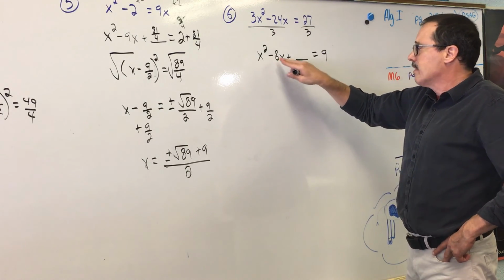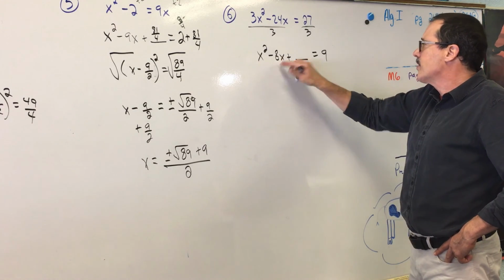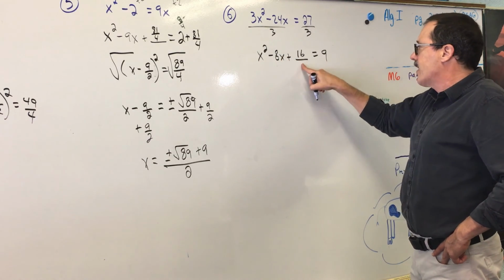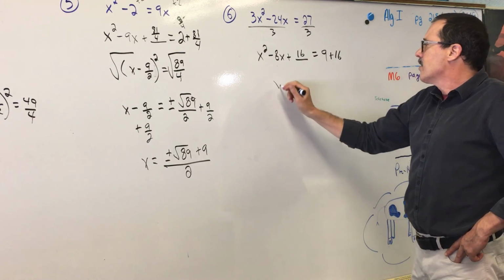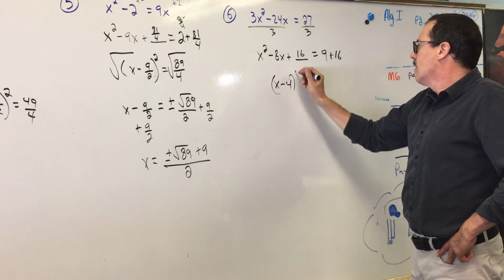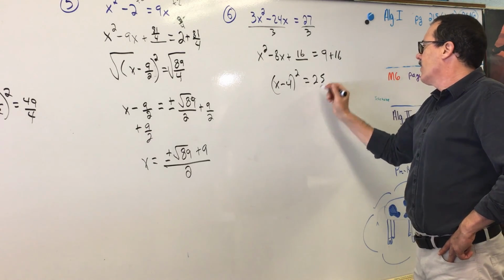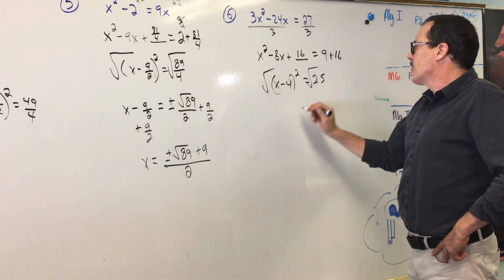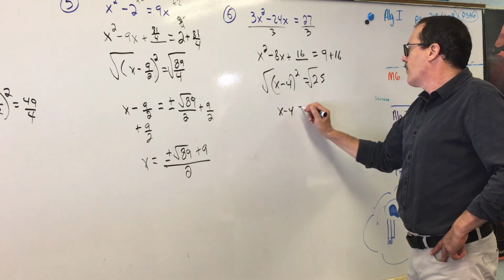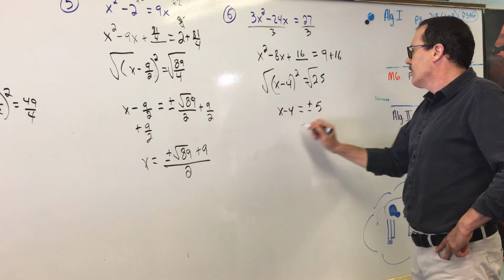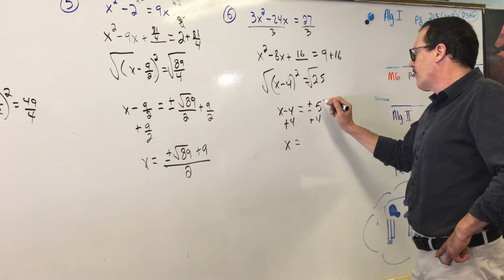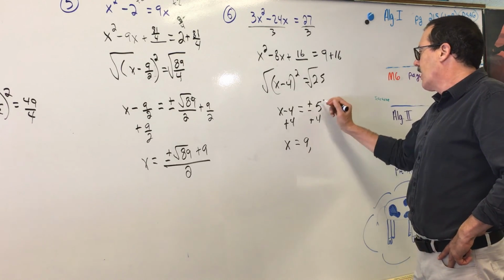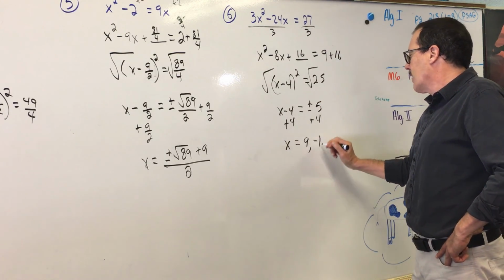Half of negative 8 is negative 4. Negative 4 squared is 16. So I'm going to add 16 here. Don't forget to add it over here at the same time. So then we get x minus 4 squared equals 25. Take the square root of both sides. We get x minus 4 equals plus or minus 5. Add 4 to both sides. And we get x equals 5 plus 4 is 9. Negative 5 plus 4 is negative 1.